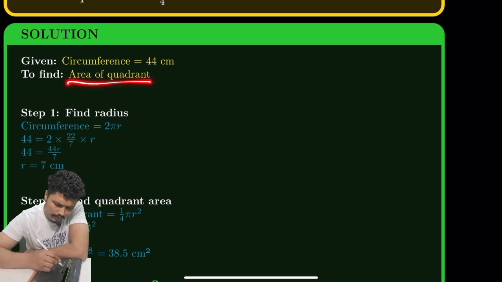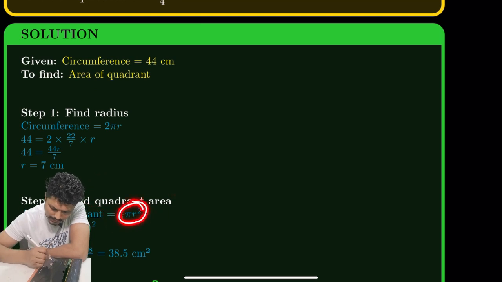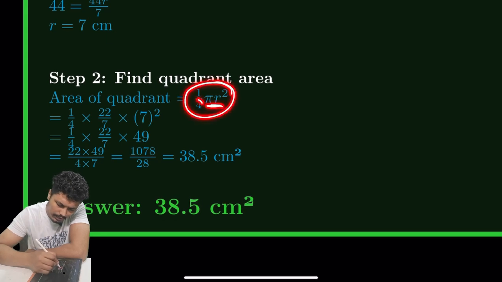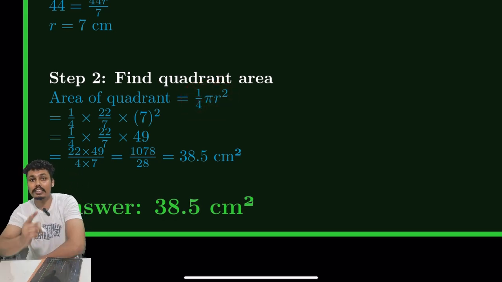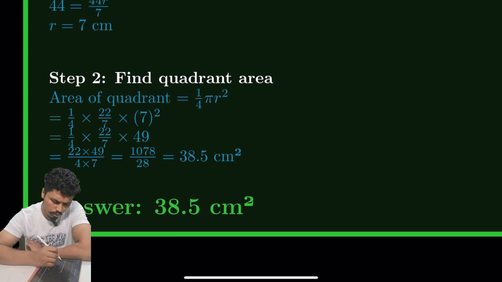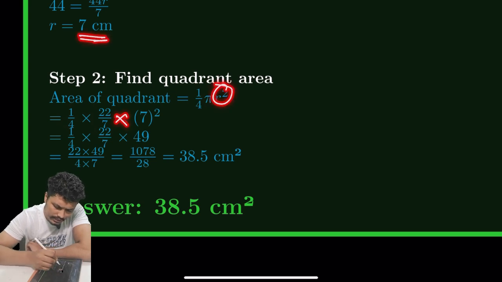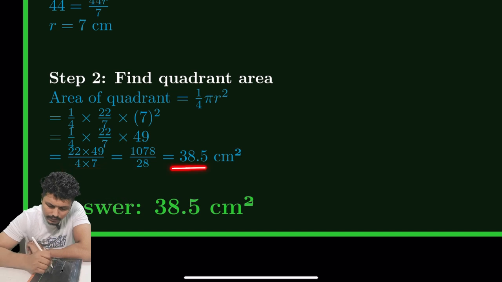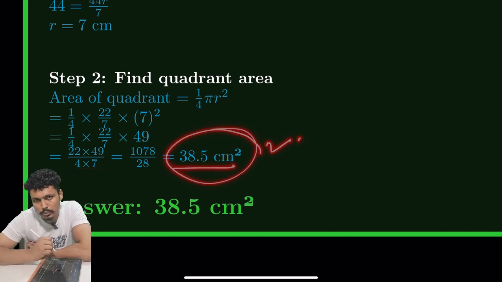We know the area of a quadrant is area of a circle divided by 4. Pi r square is the area of a circle, right? Divided by 4 is from the quadrant. Quadrant means divided by 4. So 1 by 4 into 22 by 7 into r square. R is 7 centimeters, so 7 square, 49. If I calculate this, I'll get 38.5 centimeter square.